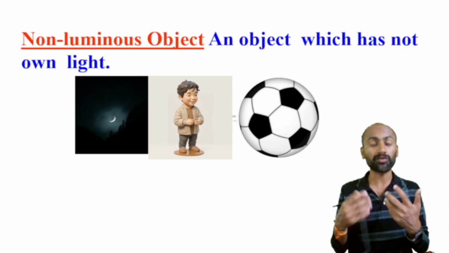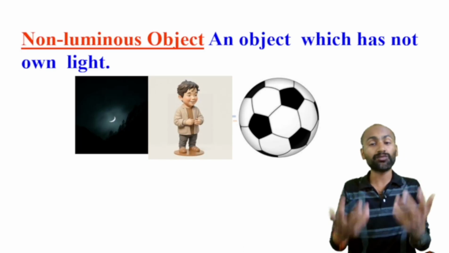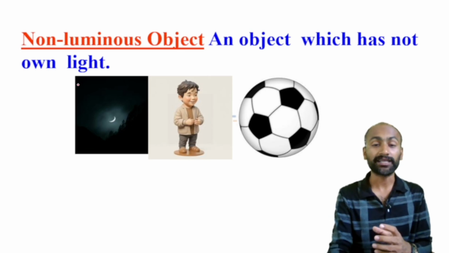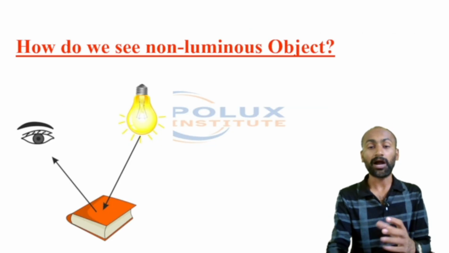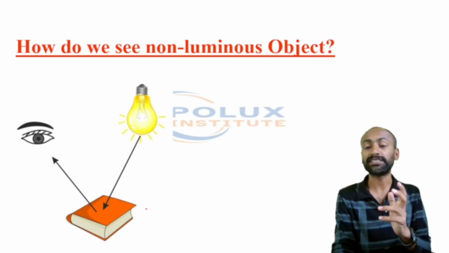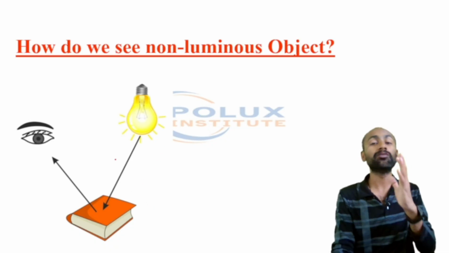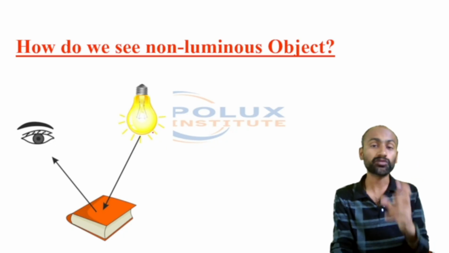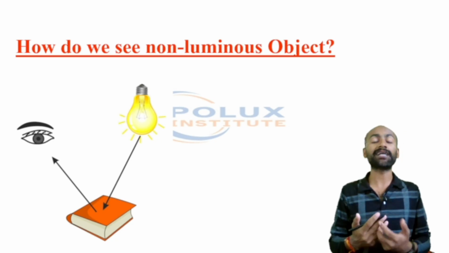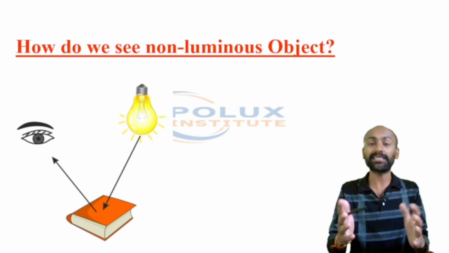And for non-luminous objects, how can we see them? Because there is no light there, then how can we see them? Now try to understand. Suppose this is a book which we have to see and this is a non-luminous object. So there must be a luminous object or a light source, then only we can see the non-luminous object. That's why we can't see any object in the dark, because it has no light of its own, and for seeing them we need light.